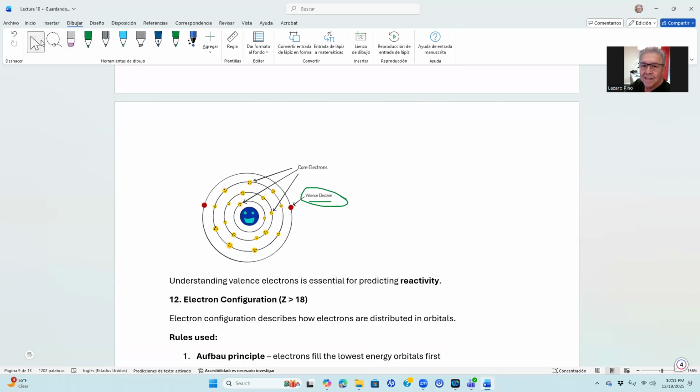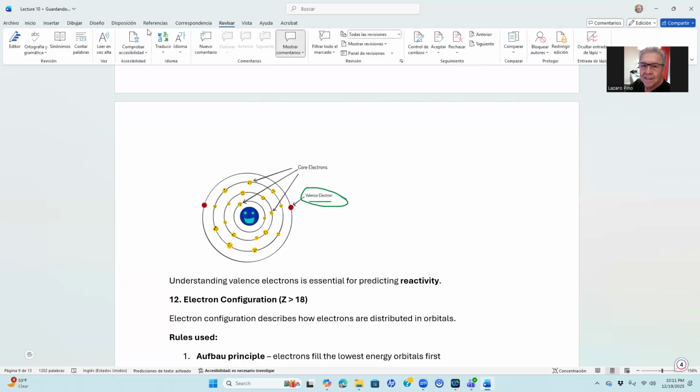Let's continue then by electron configuration. Electron configuration, Z greater than 18.